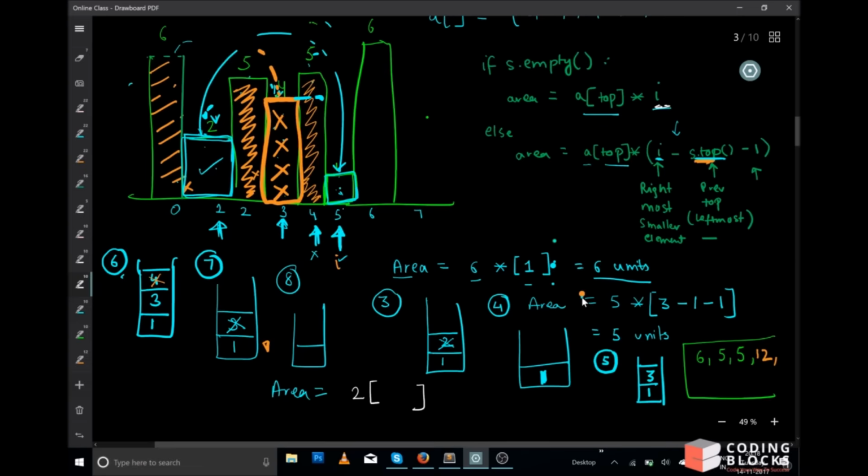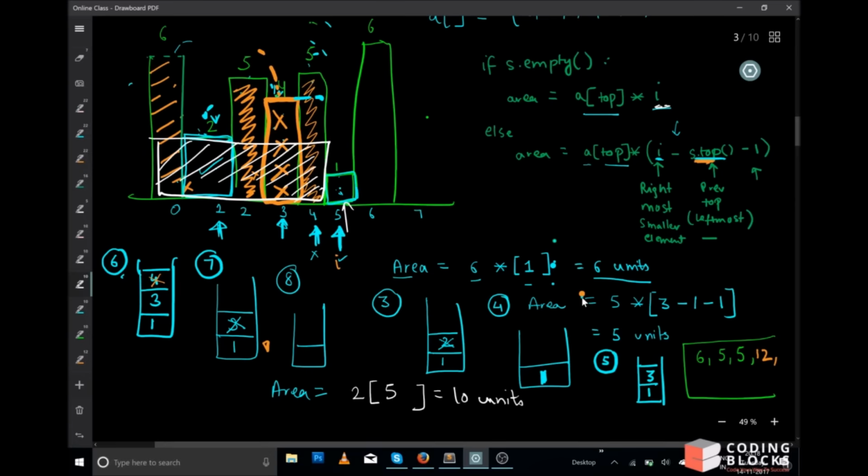So what is I here? I is nothing but the 5. So 2 into 5, it is 10 units, right? So the area that this bar was able to form as the minimum height bar was 10 units. Let us see what this area is. So this area is this area basically. So this area is 10 units.